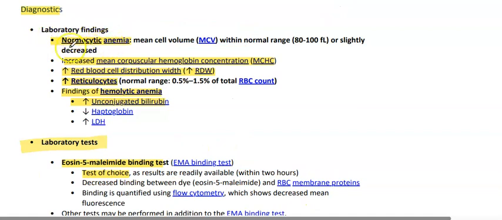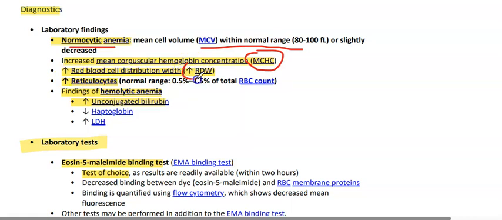Now lab findings: it's a normocytic anemia. MCV will be in the normal range between 80 to 100 femtoliters or slightly decreased. Increased MCHC is the specific finding for hereditary spherocytosis. The elevated MCHC is due to the decrease in RBC volume, usually caused by a decrease in RBC water content, whereas hemoglobin content remains constant. So the concentration of hemoglobin is elevated in hereditary spherocytosis due to decreased volume of the cytoplasm.